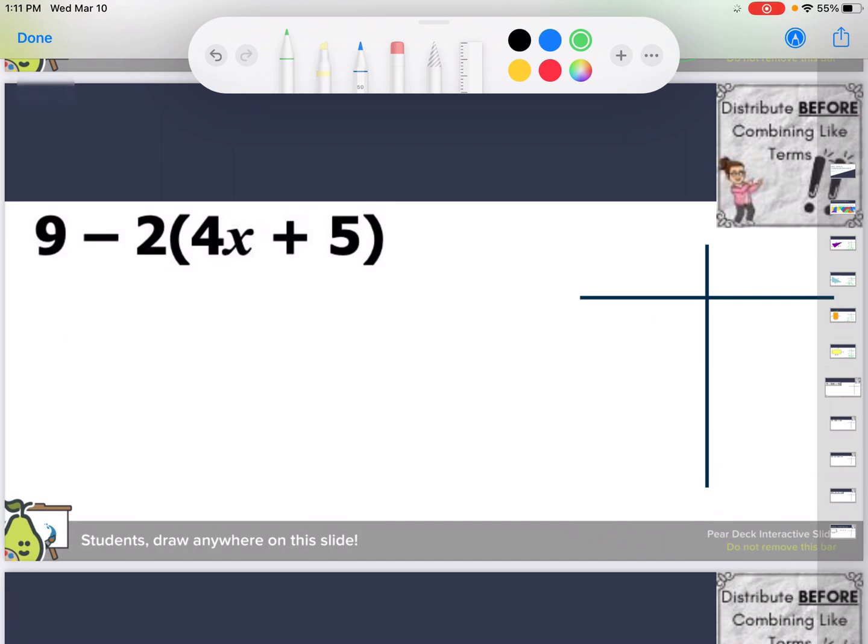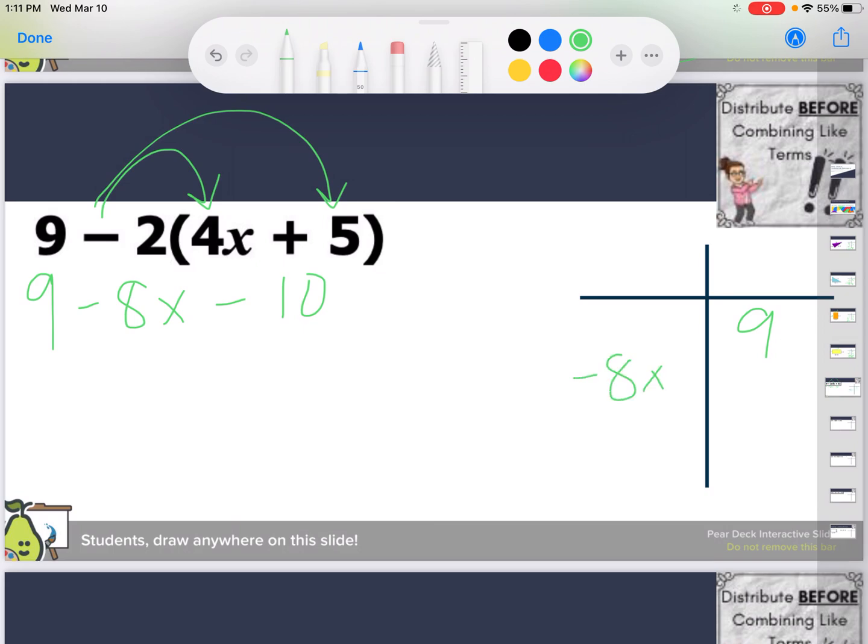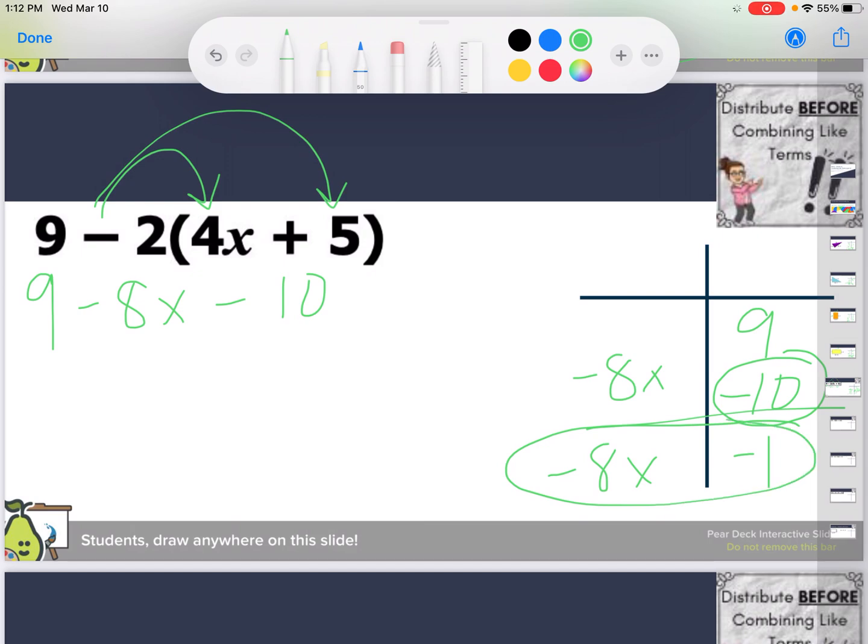So now they want us to remember to distribute before we combine like terms. So I bring down my 9 because nothing's happening to that. Now a negative 2 times 4 makes a negative 8x. A negative 2 times 5 makes a negative 10. Now I'm going to combine like terms. So I have my 9 minus 8x minus 10. So I'm left with negative 8x, and then 9 minus 10 is going to give me 1, and it's a negative because the larger absolute value is a negative. So my expression is negative 8x minus 1.